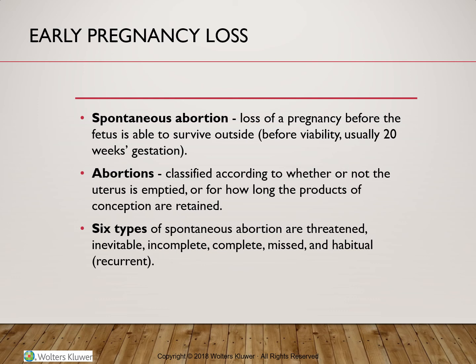We have also the habitual or recurrent abortion, and this is the loss of 3 or more consecutive pregnancies before the fetus is viable. In those cases, what we need to do is not only treat this present condition, but also determine what is causing this habitual type of abortion. Is that cervical insufficiency, or is that fibroids? Because by treating the cause, we will be able to allow this woman to have children.